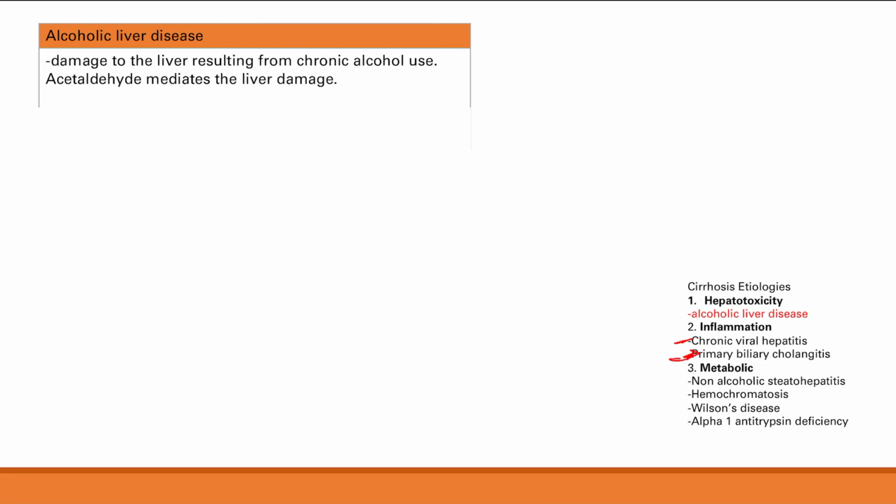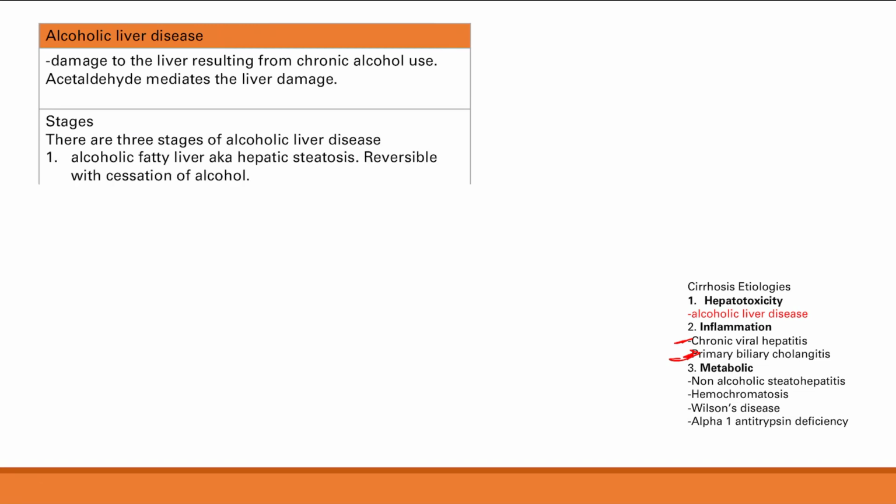Acetaldehyde, that's a metabolite of alcohol, it's going to lead to the liver damage. Now there are 3 different stages of alcoholic liver disease, and they usually progress in the order that I'm going to tell you, but they don't necessarily have to.